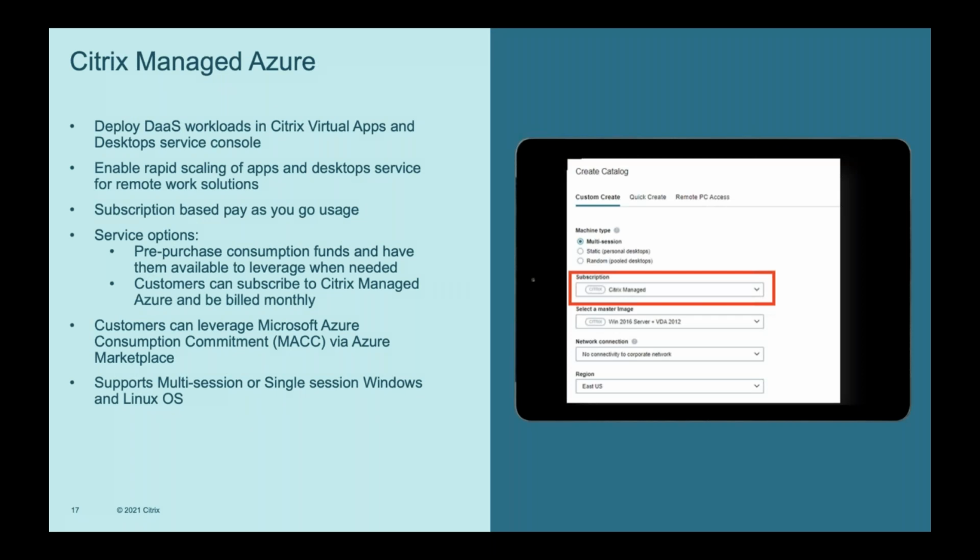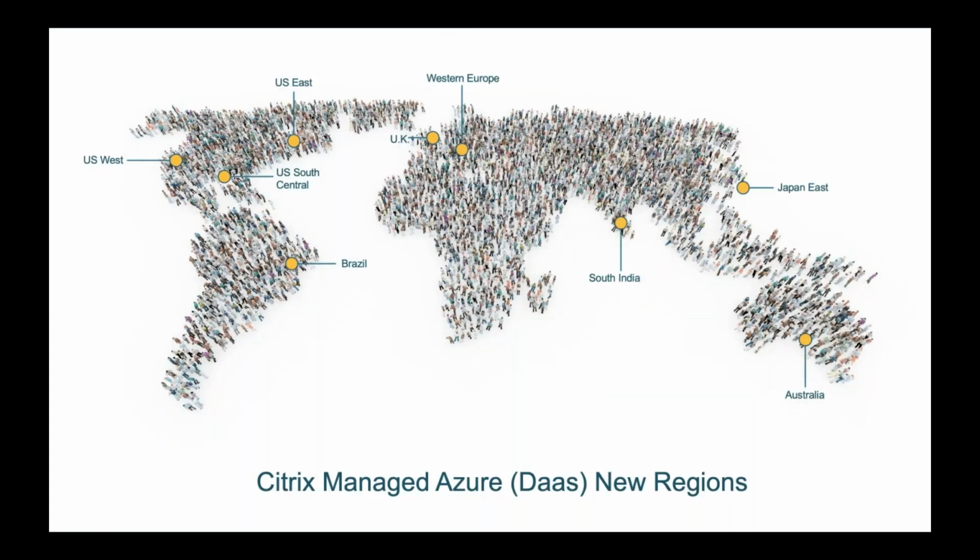Taking it one click down, you have subscription as pay-as-you-go, and there are a couple of servicing options. You can pre-purchase consumption funds and have them available to leverage when you need them, or you can subscribe to Citrix Managed Azure and be billed monthly. Customers can also leverage their Microsoft Azure consumption commitment via Azure Marketplace. It's important to note that this allows support for multi-session or single-session Windows and Linux operating systems. And here's a quick highlight of some of the key regions where Citrix Managed Azure is available. If you need a specific region that you don't see here, you can always leverage your BYO Azure for that specific catalog deployment.